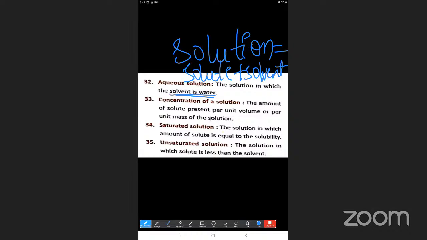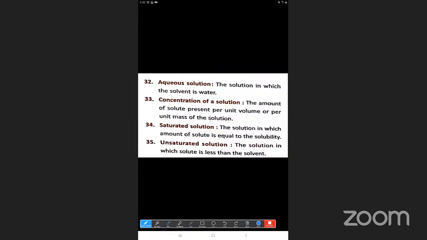Next one, concentration of a solution. It is the amount of solute present per unit volume or per unit mass of the solution. We decide the concentration of the solution based on the amount of solute only.